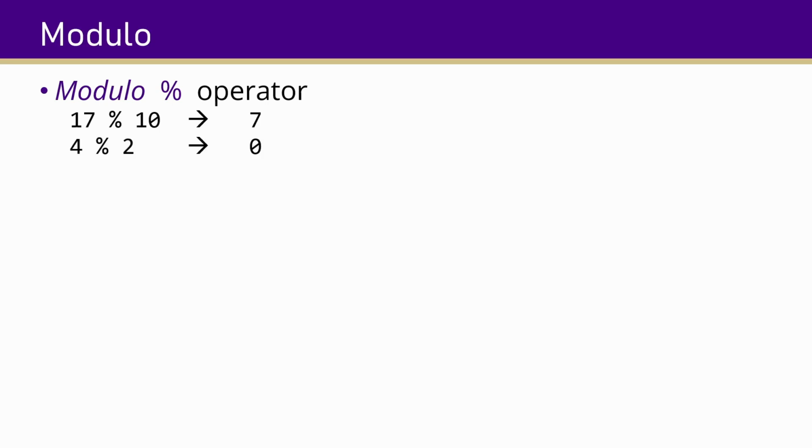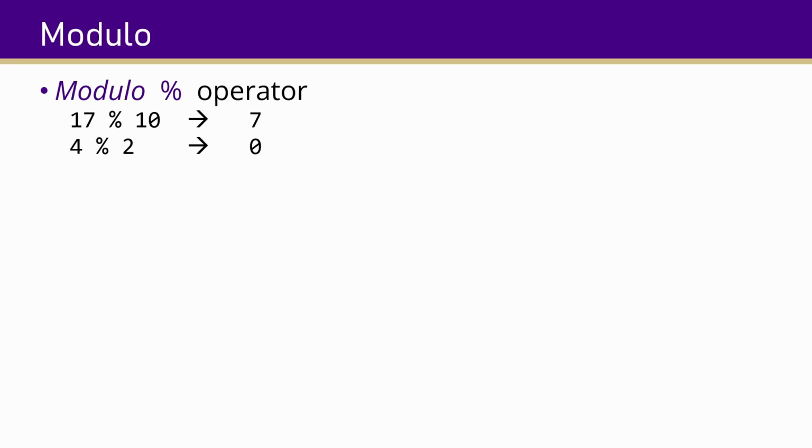Now let's take a closer look at the modulo operator, which is that percent sign. The modulo gives us the remainder of a division operation. So 17 mod 10 results in 7 left over. And 4 mod 2 gives us 0 since there is no leftover.